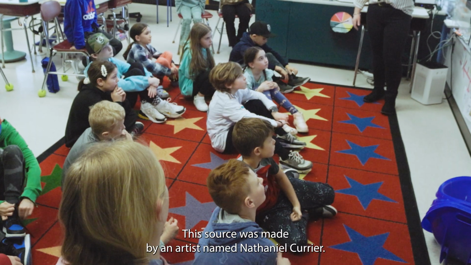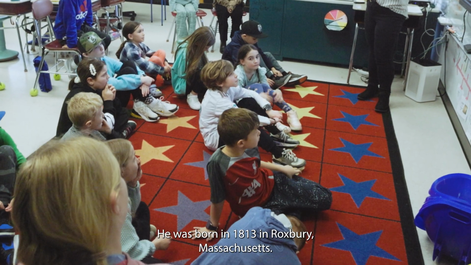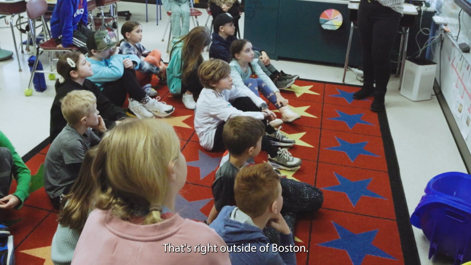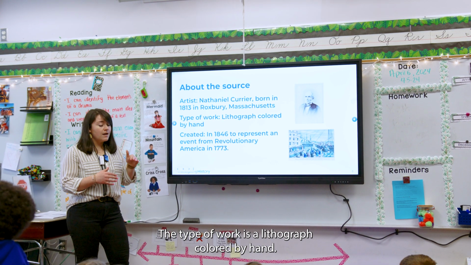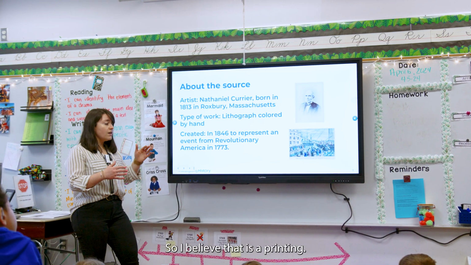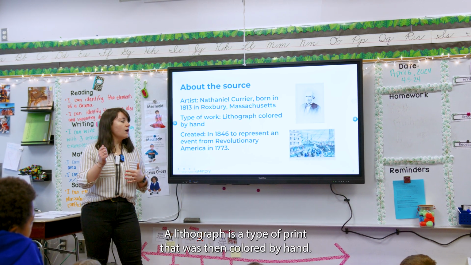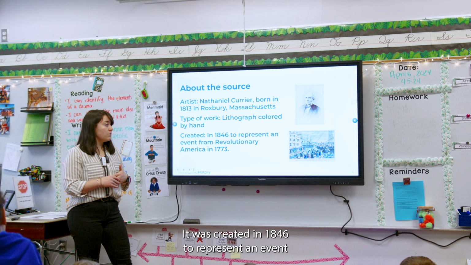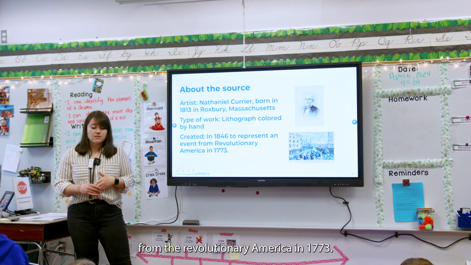Okay. This source was made by an artist named Nathaniel Currier. He was born in 1813 in Roxbury, Massachusetts. That's right outside of Boston. The type of work is a lithograph colored by hand. So I believe that is a printing. A lithograph is a type of print that was then colored by hand. It was created in 1846 to represent an event from the Revolutionary America in 1773.